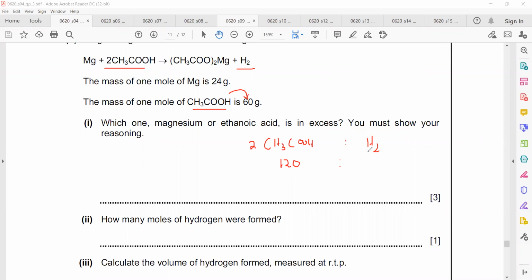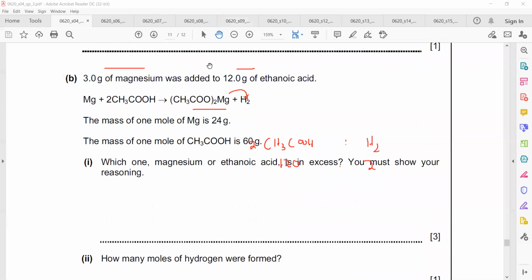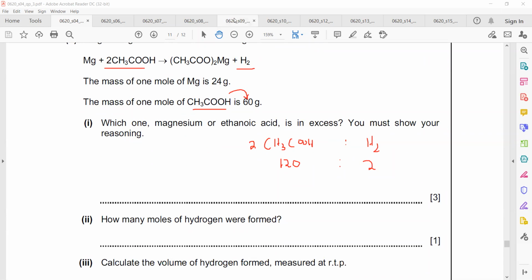So the ratio between ethanoic acid and hydrogen is 120 is to 2 in terms of mass. Ethanoic acid is 120 and hydrogen is 2. Why? Because one hydrogen is 1 and there are 2 hydrogens, so that's why it is 2. In the question, how much ethanoic acid do you have? It's 12. So if you have 12 gram of ethanoic acid, how much hydrogen will be there? X. Cross multiply, you will get the mass of hydrogen. What is the mass of hydrogen? That is 0.2 grams.